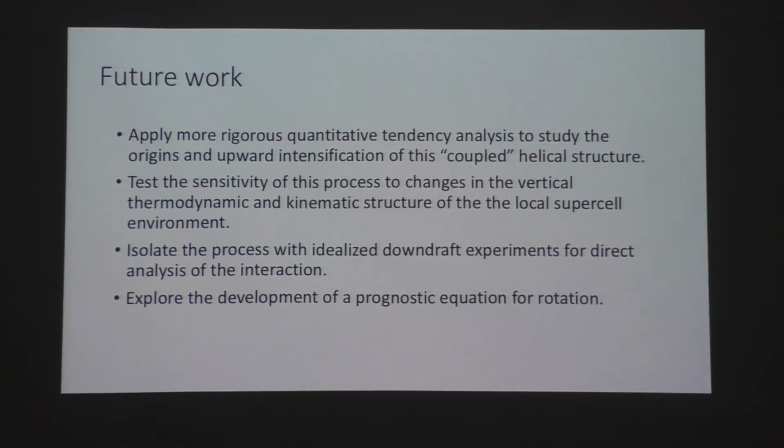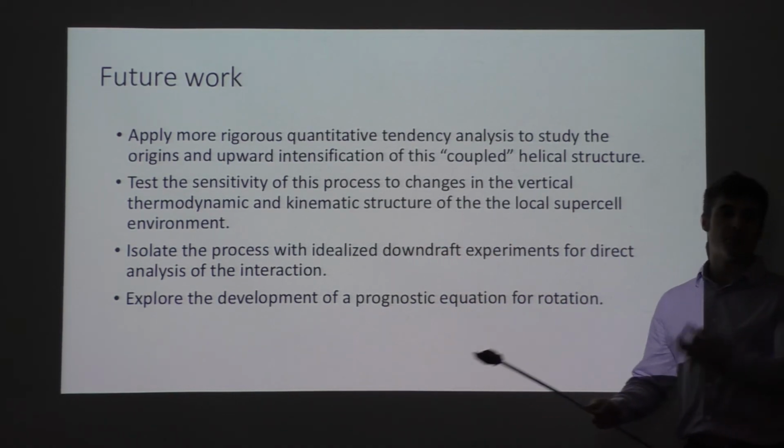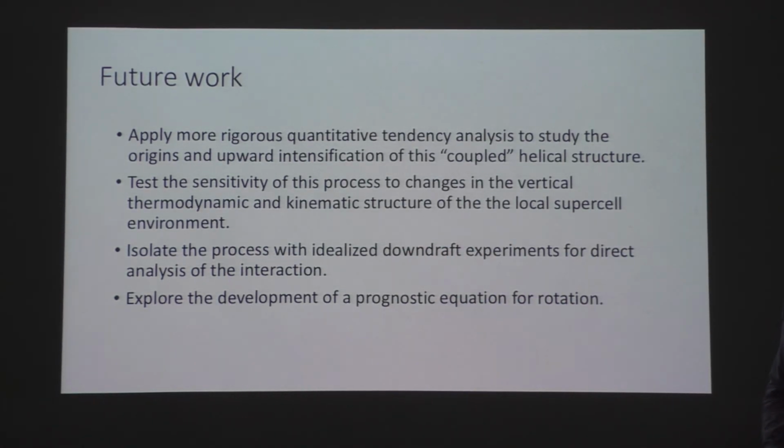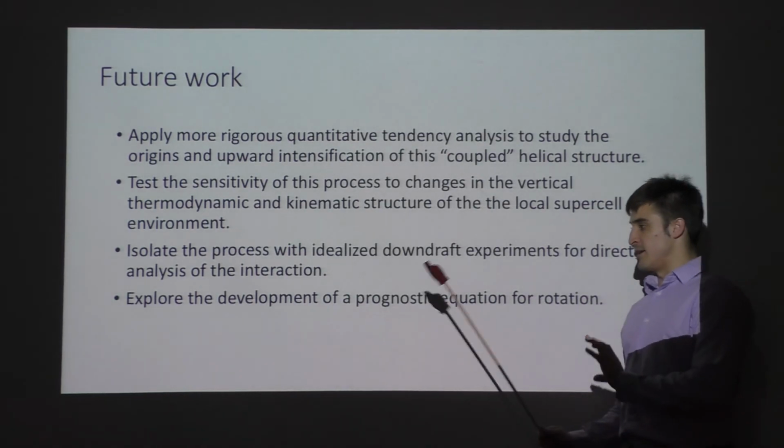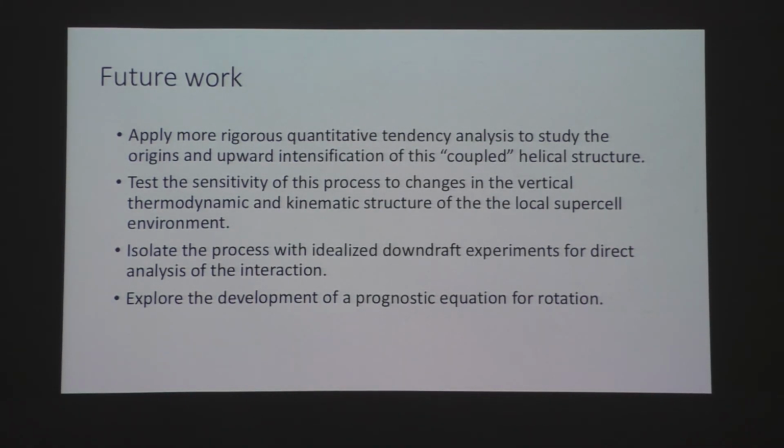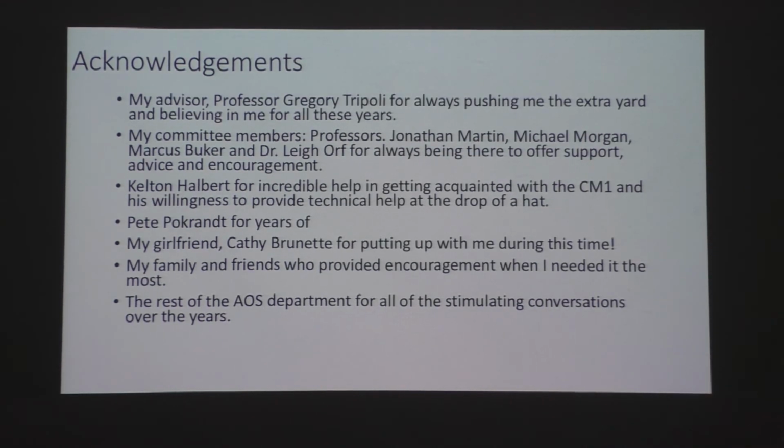We also want to test the environmental sensitivity of this helical process. We want to look at different thermodynamic and kinematic environmental structures and determine whether there is a signal in the mesoscale environment that will be able to alert us of this effect. To study it, we would like to isolate the process in idealized downdraft experiments. And lastly, ideally, we would develop a prognostic equation for rotation in order to do quantitative analysis on it.